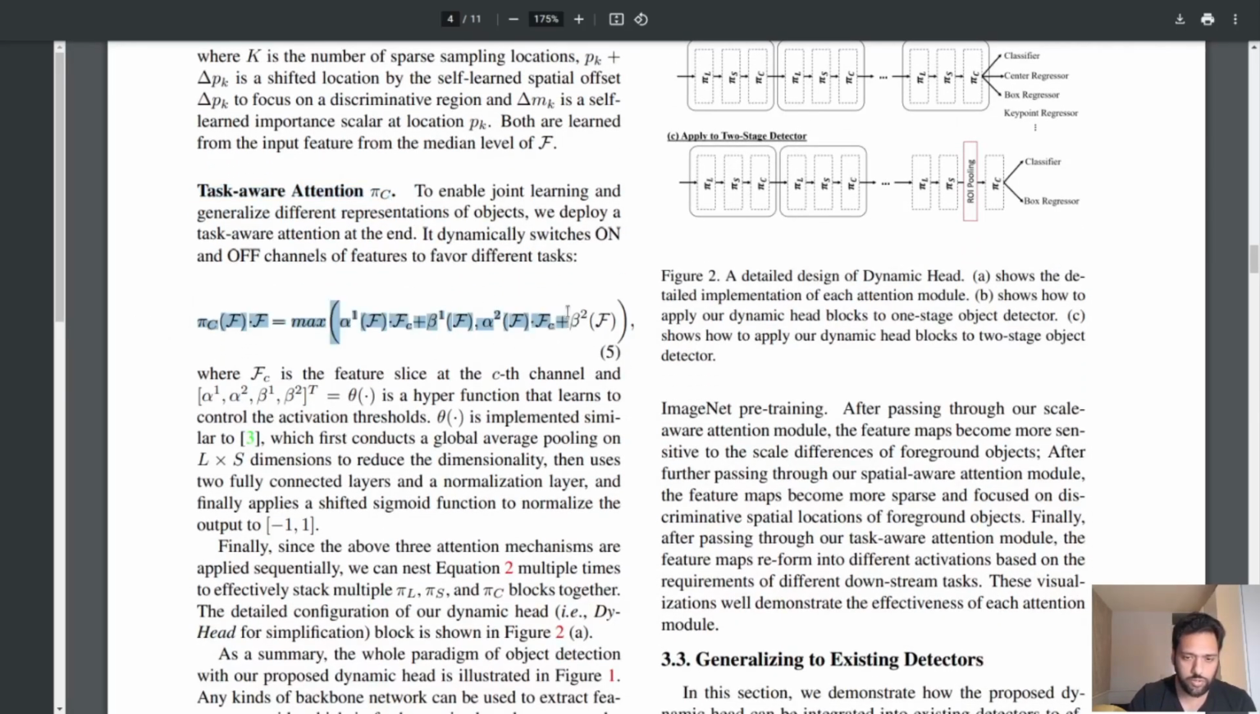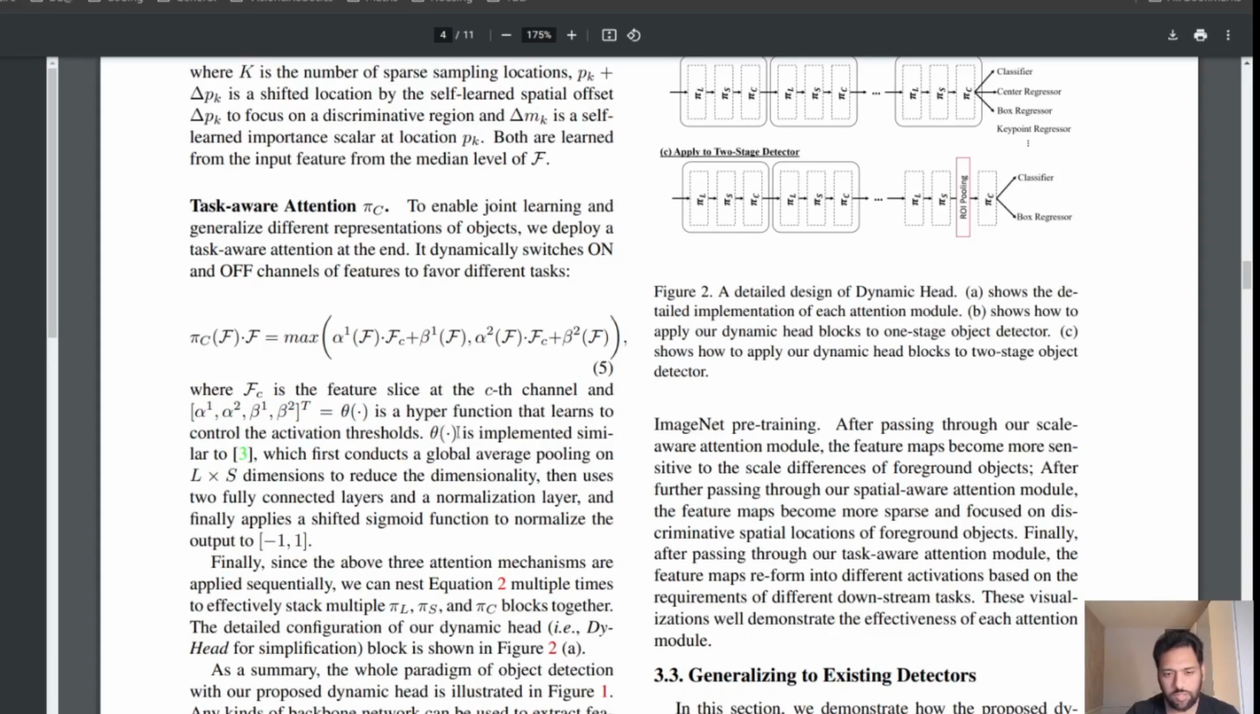What this equation does essentially, if you look at it, looks very similar to ReLU, and actually it is kind of ReLU but across the channel dimension. We have these learnable parameters. F_c is the feature slice at the c-th channel, and these are learned, and their size is the size of the channel dimension. So they want to turn on and off each channel depending on the task.